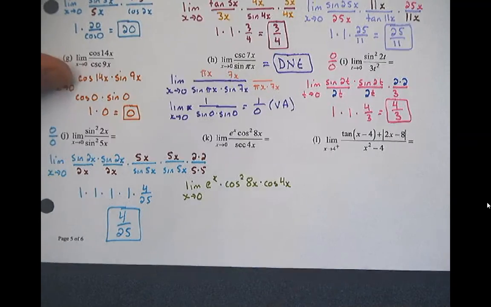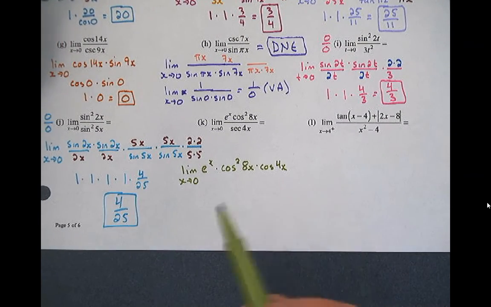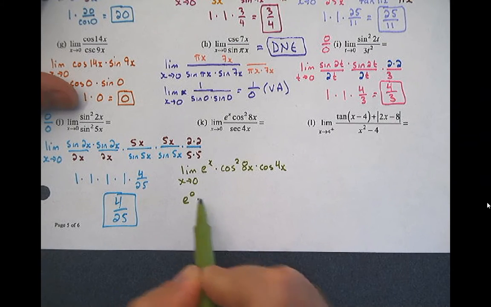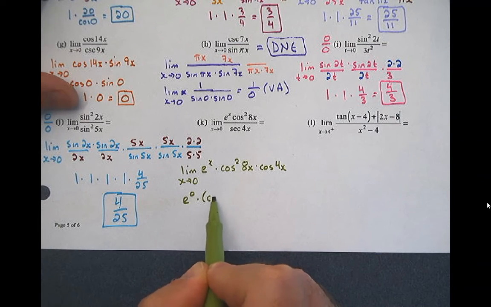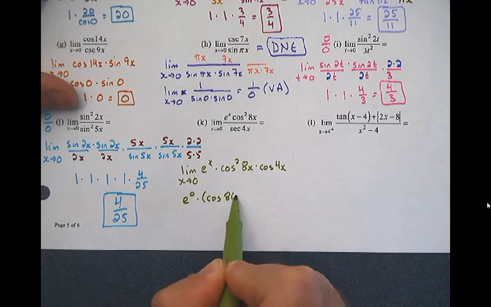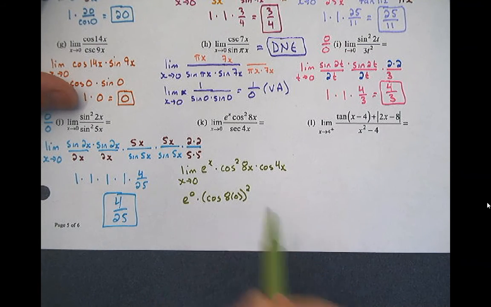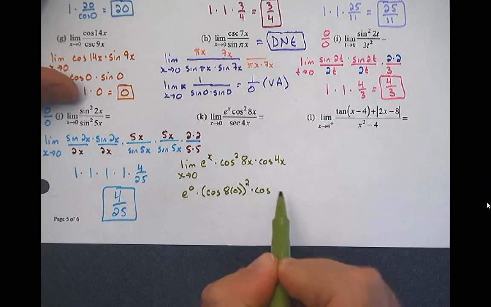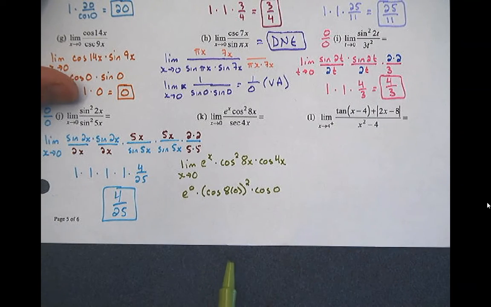We don't have to, this is a plug and chug. We don't have to create any scenarios. So I can plug into this e to the 0 times, remember what this means, that the whole thing's getting squared, times cosine. Why did I just not write 0 there? I wish I would have.